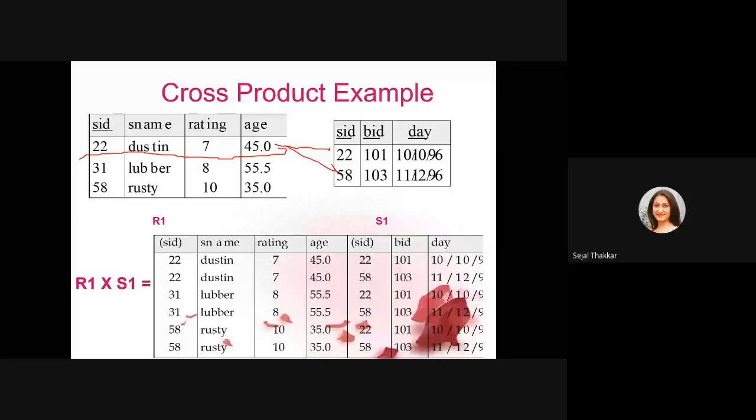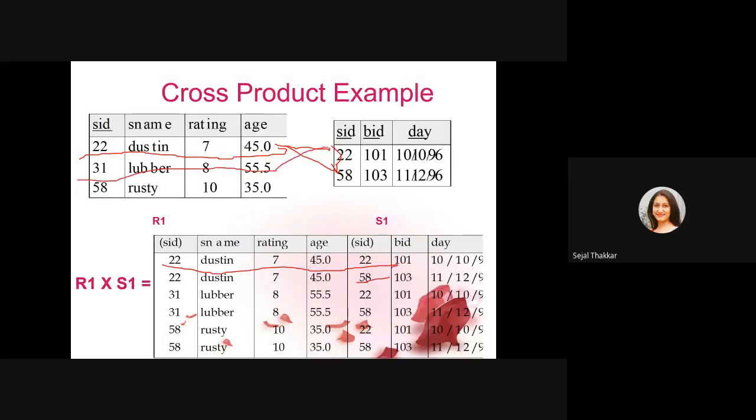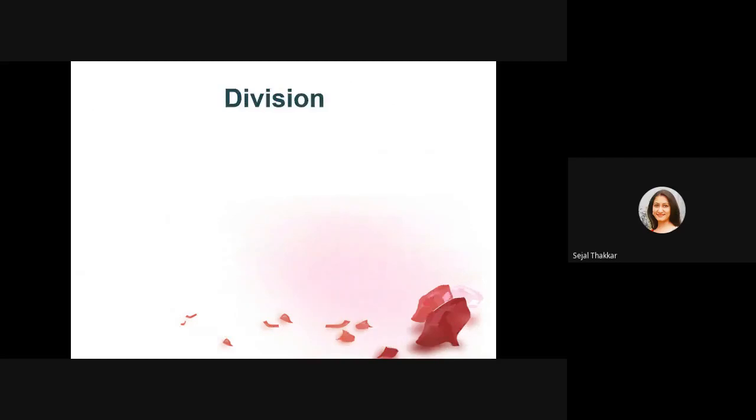So this 22 is multiplied with the 22 and the 58. Now I'm taking 31. 31 is going to multiply with 22 and 58. If I'm taking 58, then 58 is going to multiply with 22 and 58. So every row of relation 1 is going to multiply with all the rows of relation 2.